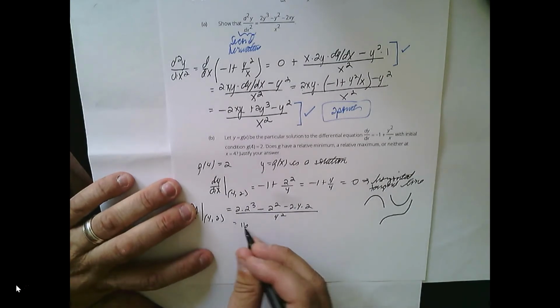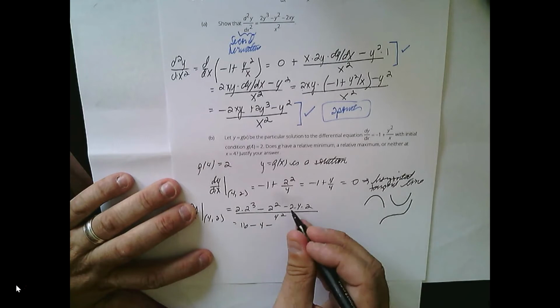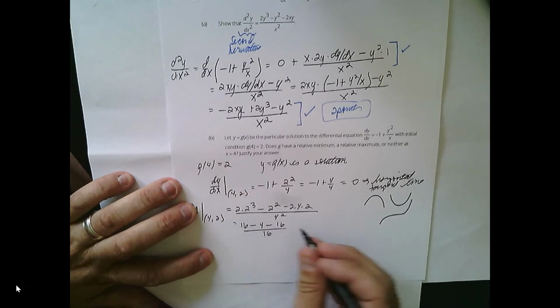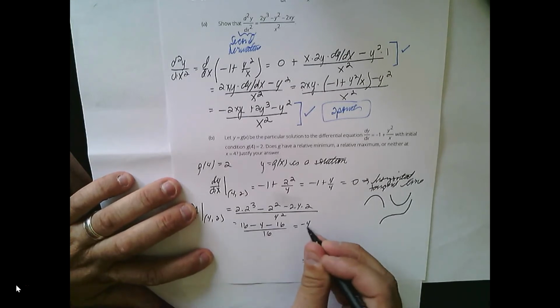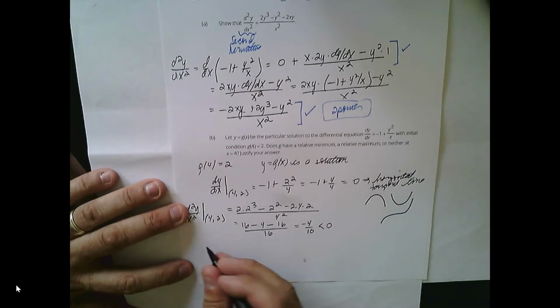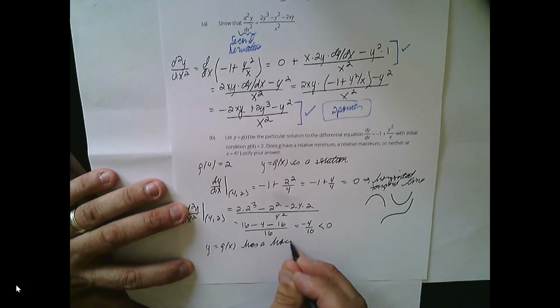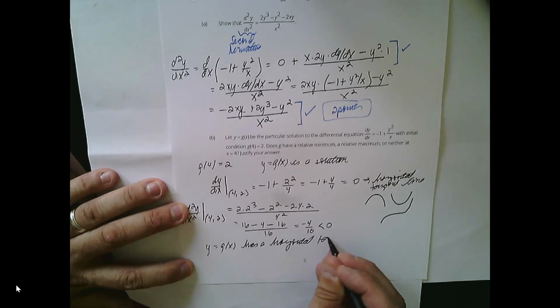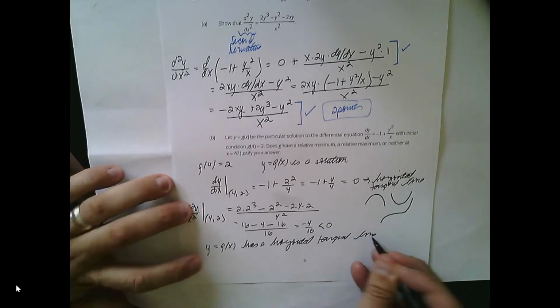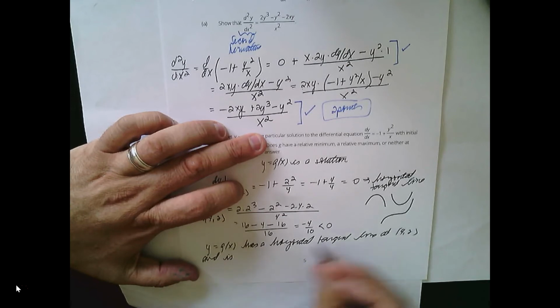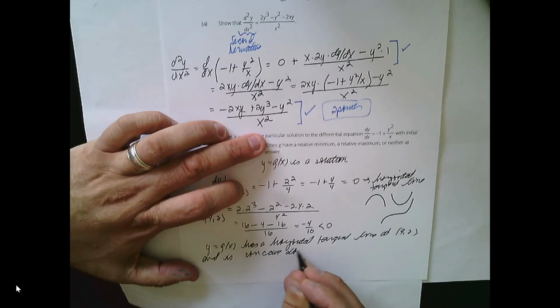2 cubed is 8 times 2 is 16. 2 squared is 4. 2 times 4 times 2 is 16 over 16. If I simplify this further, you're going to get negative 4 over 16, which is negative. What I know is y equals g of x has a horizontal tangent line at 4 comma 2 and the second derivative is negative, so it is concave down.